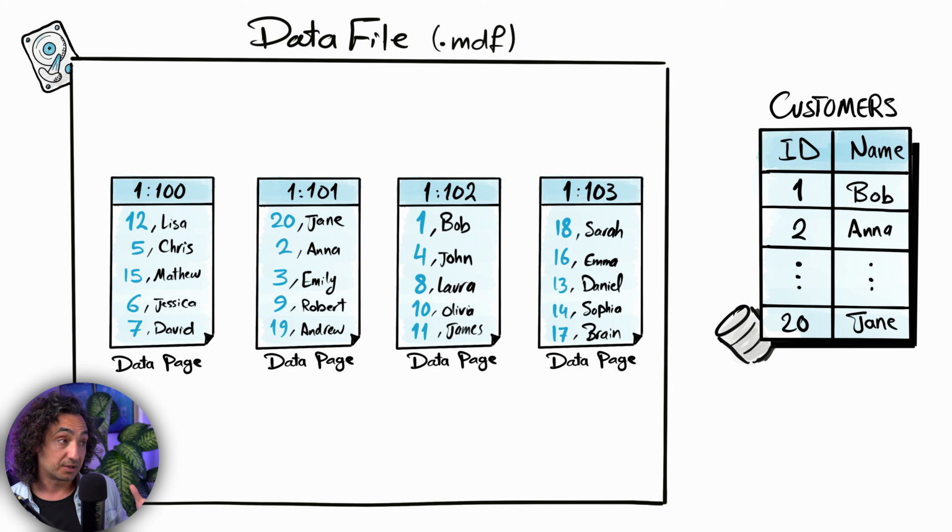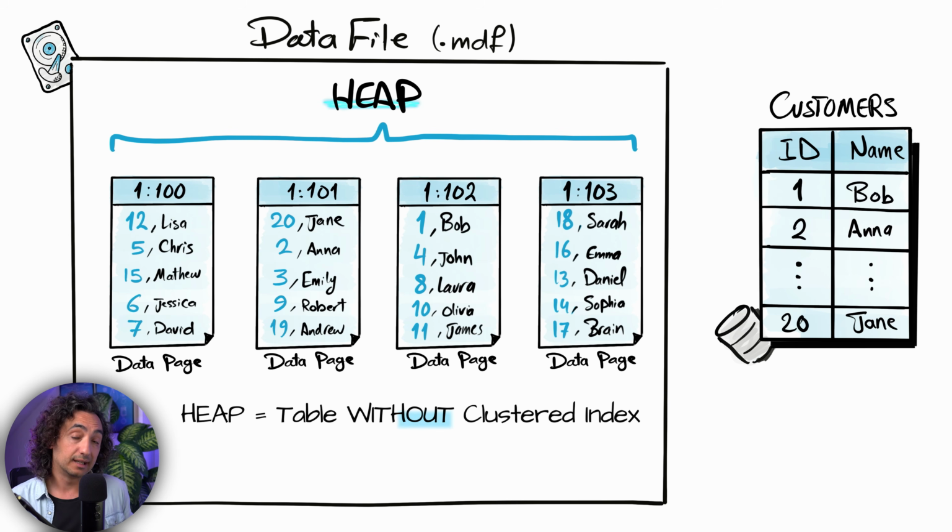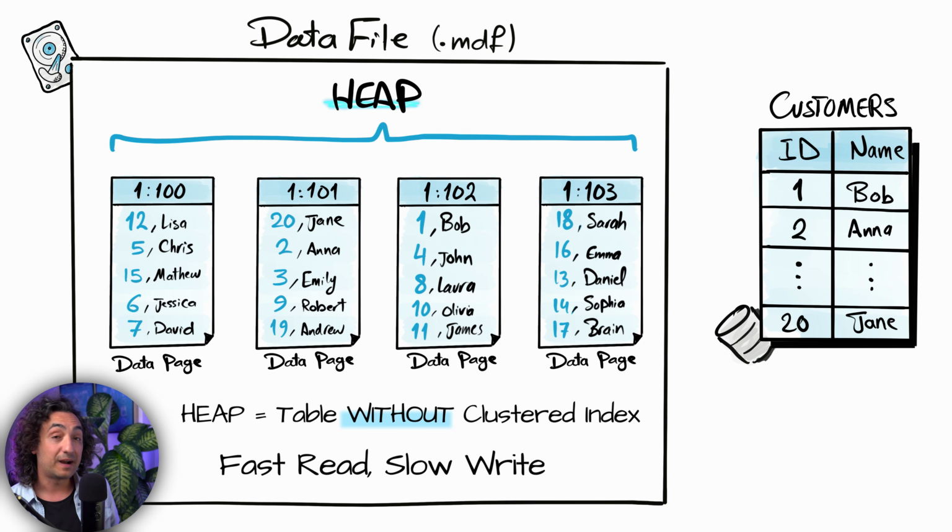So we call this structure a heap structure. A heap table is a table without a clustered index. That means the rows are stored randomly without any particular order. This is not really bad because it's going to be very quick to insert data into this table. But of course, finding something from this table is going to be very slow. So this is the first trade-off. You have very fast writes but very bad reads.